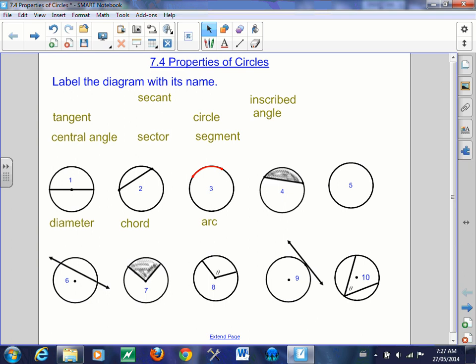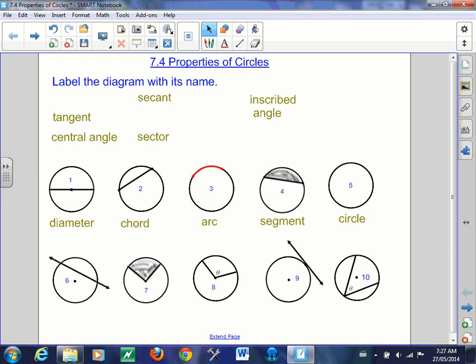Now we're going to take a look at some shading stuff. If you take a chord and you shade it to the outside arc, that's what we call a segment. Number 5, if it's blank and there's nothing added to it, we call it a circle. And usually we just label a point in the center. O usually is what the textbook and workbooks use.